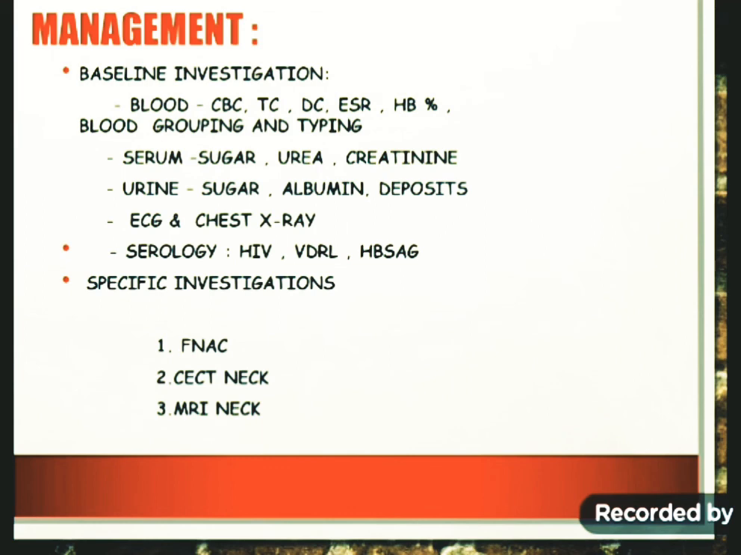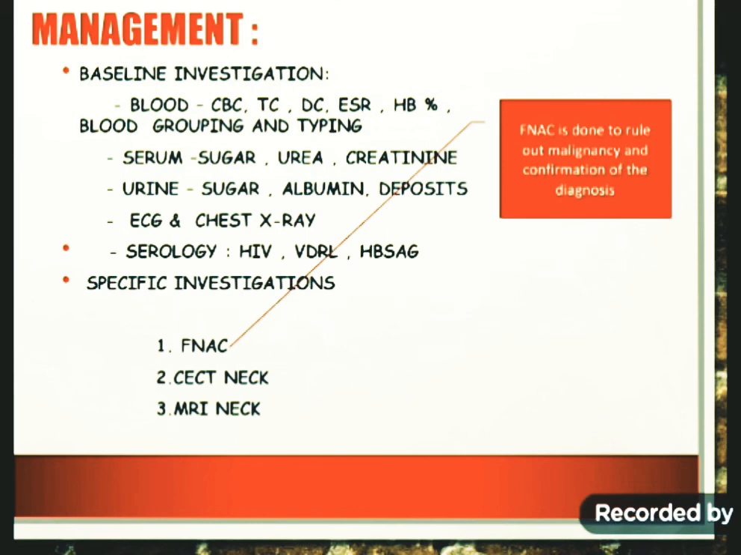Next, moving on to management, we'll do the investigations. You will do two kinds of investigations, a basic investigation and a specific investigation. Basic investigation includes blood count, total count, differential count, ESR, serum sugar, urea, creatinine, everything. In specific investigation we'll do FNAC. FNAC will rule out malignancy and confirm our diagnosis of pleomorphic adenoma.